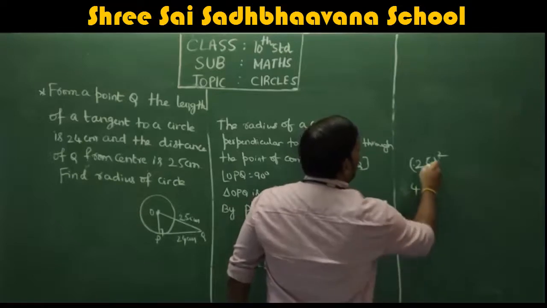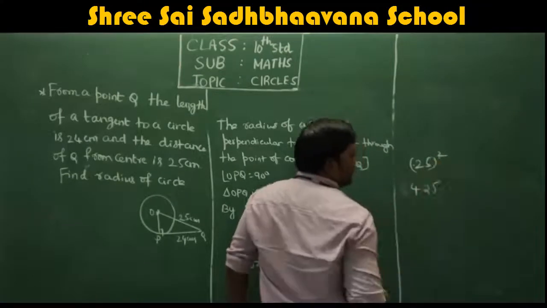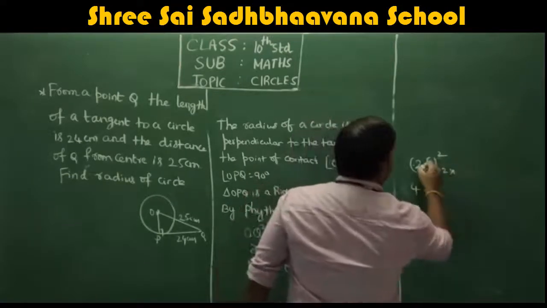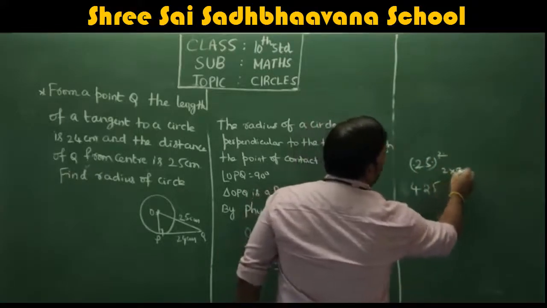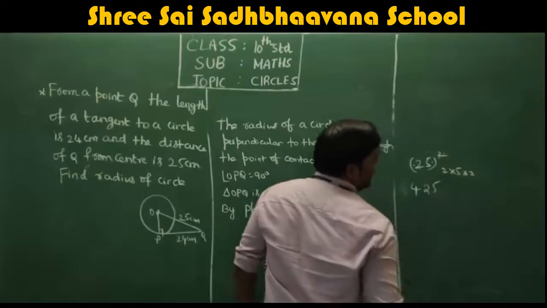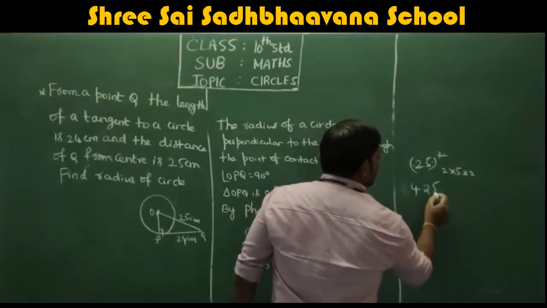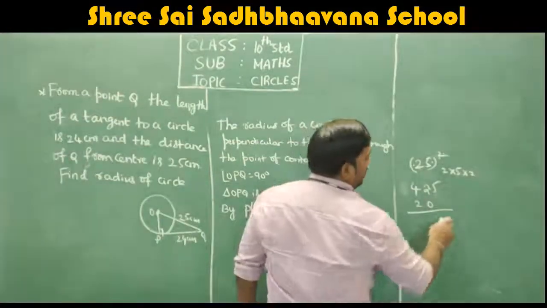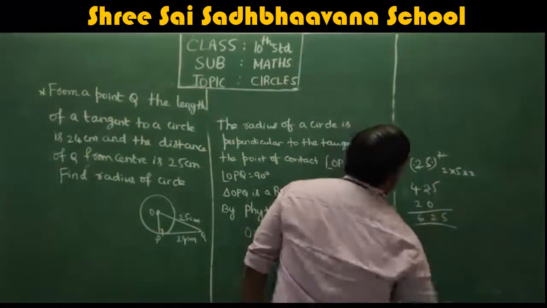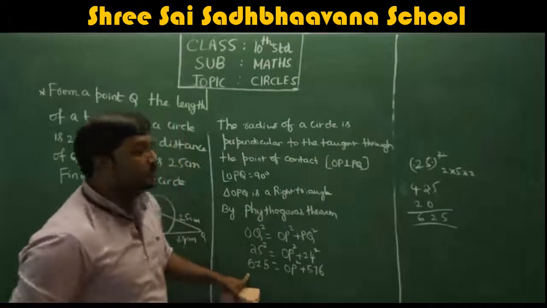2 square is 4, 5 square is 25, correct? Next, multiply 2 into 5 into 2. How much will you get? 5 into 10, 10 2s are 20. So 20, you leave the last digit and write the rest below the other two digits. So 6, 2, 5. So 625 is the 25 square.